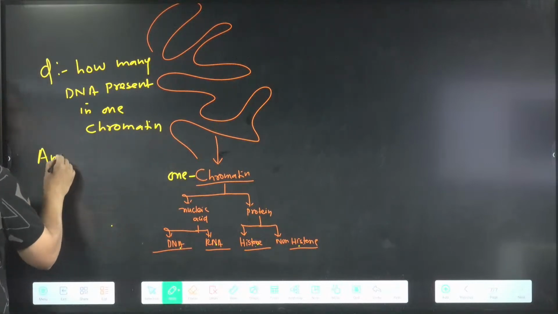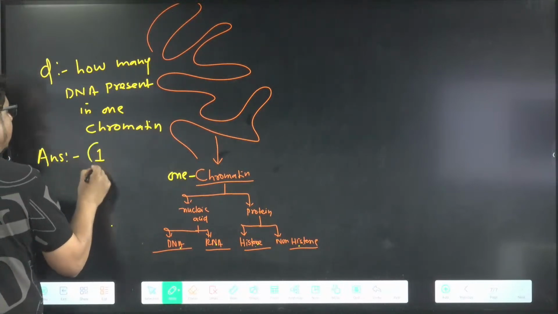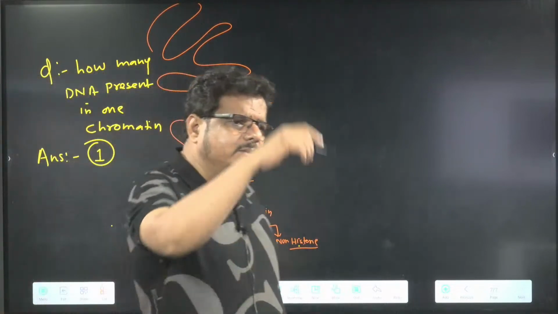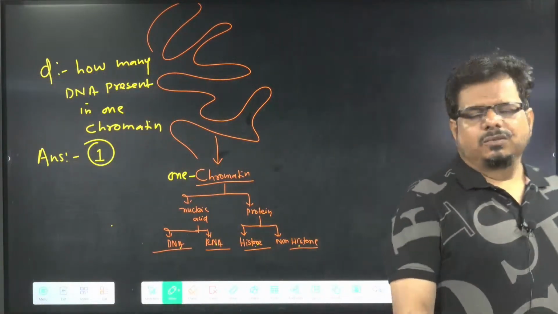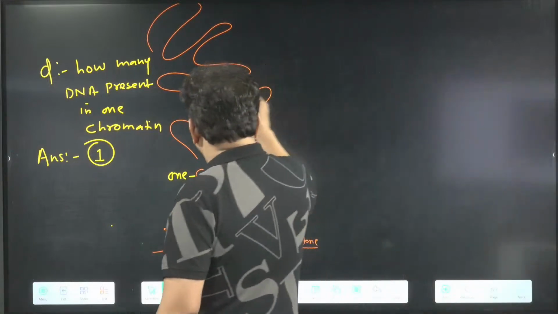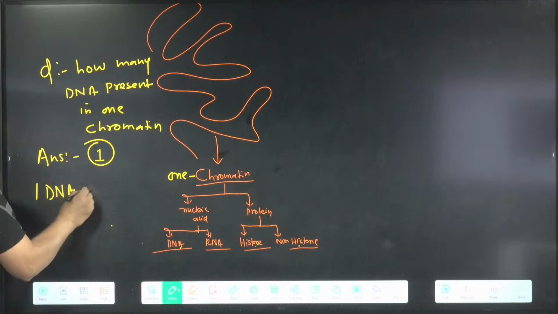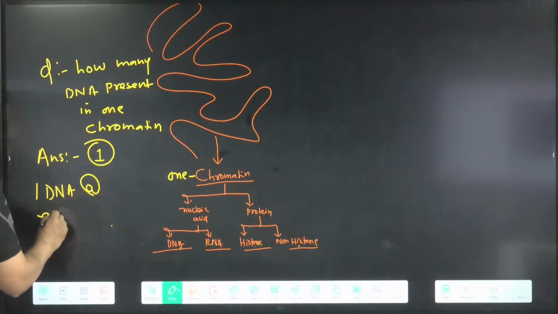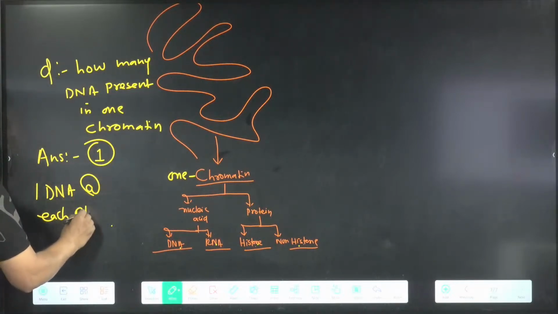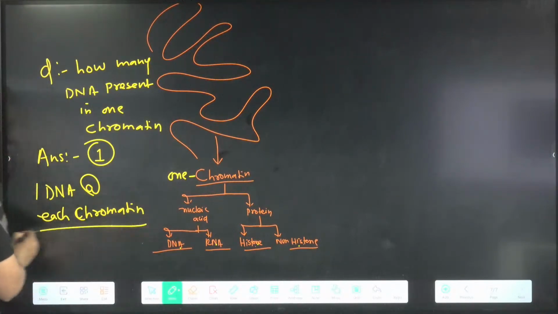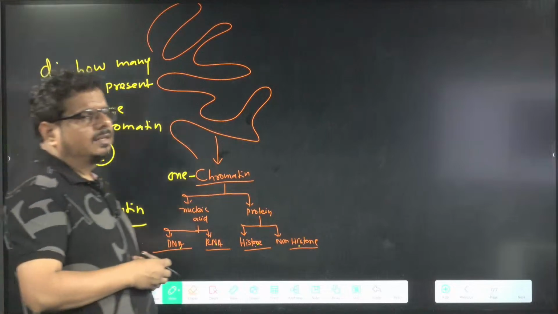Chromatin. The answer to this question is 1. You will understand it much better when I teach you the nucleosome model. So you can make a formula: 1 DNA per chromatin. Understanding the things?